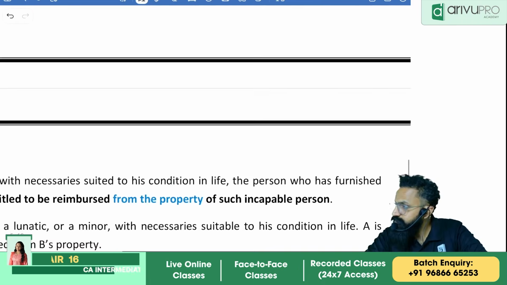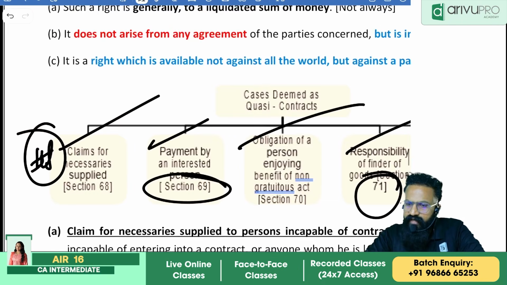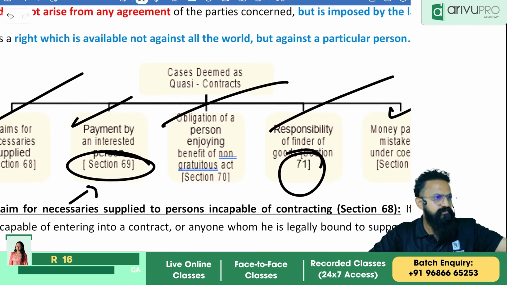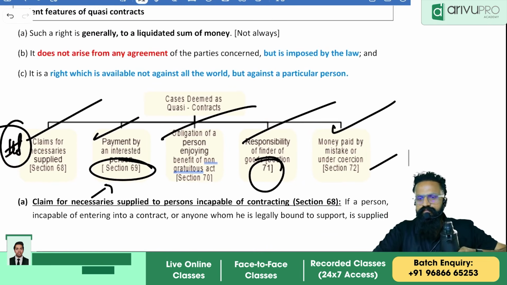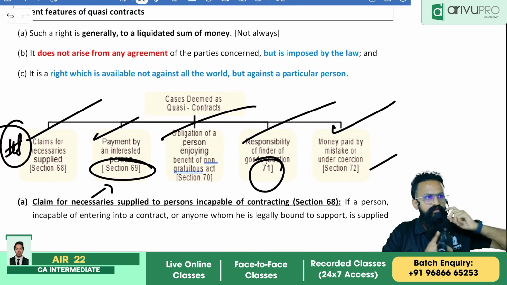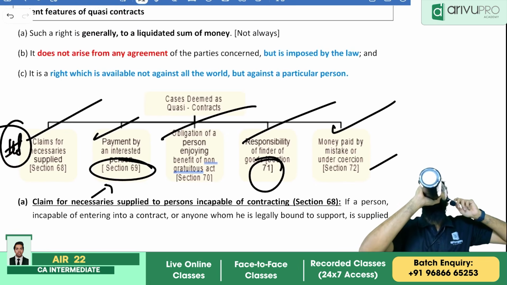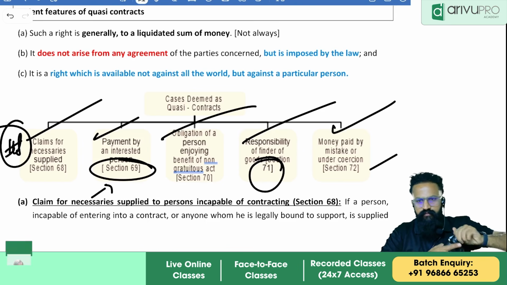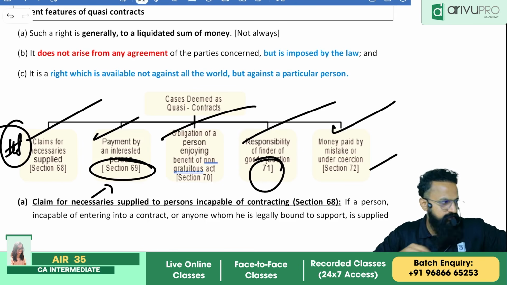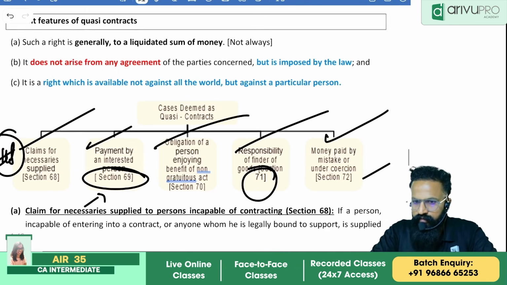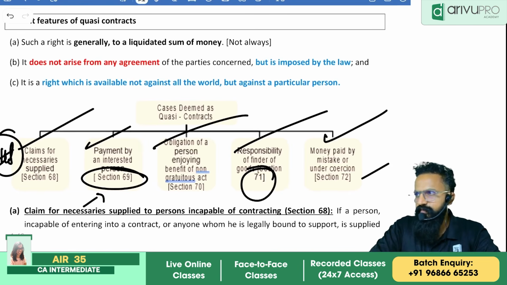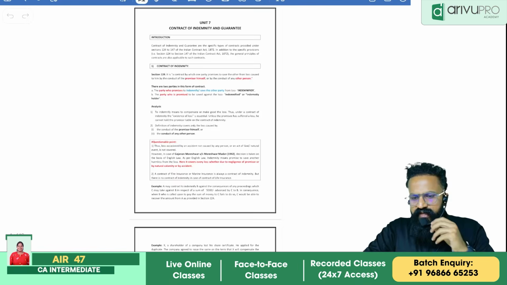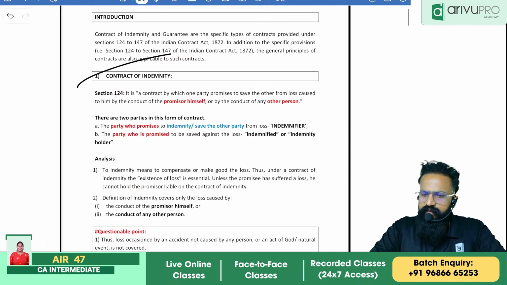What is the section of payment by an interested person? Payment made by an interested person is 69. Clear, done? Hello? Yes? Okay. Unit 7, quickly, we'll do it. Indemnity contract, people.